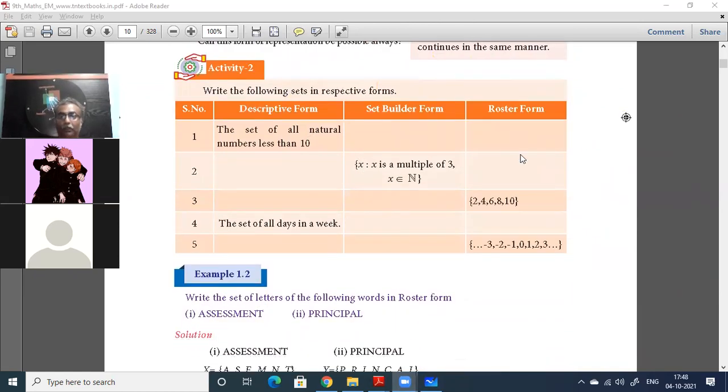Set of all. Okay, roster form also you finished. -3, -2, -1, 0, 1, 2, 3. Okay, what is this in descriptive form? This is integers, uncle. Set of all integers. Okay, again writing it in set builder form will be difficult. How do you write it in set builder form? Z, uncle. We have to use Z instead of integers. Oh, okay. Write in set builder form.